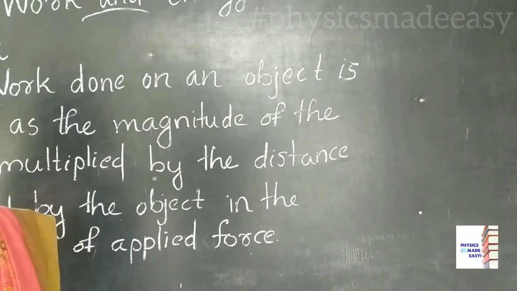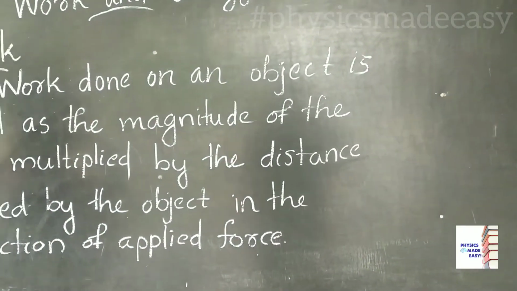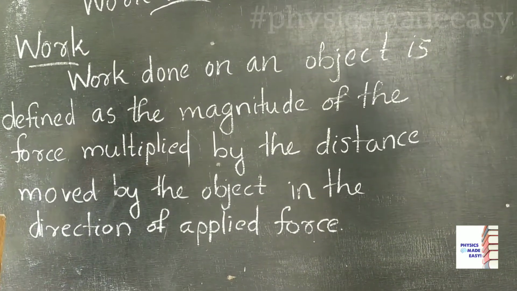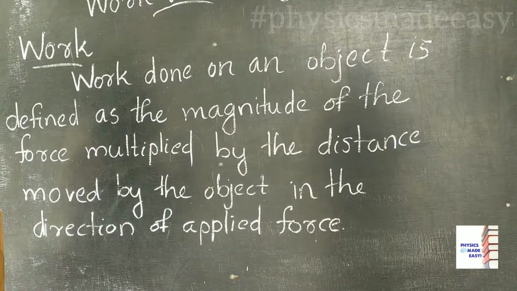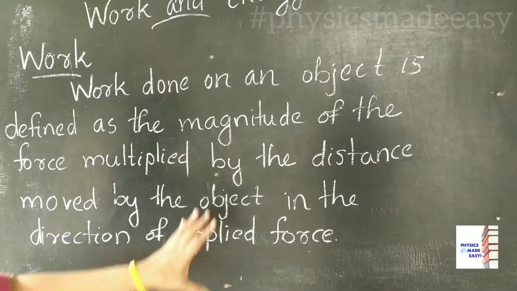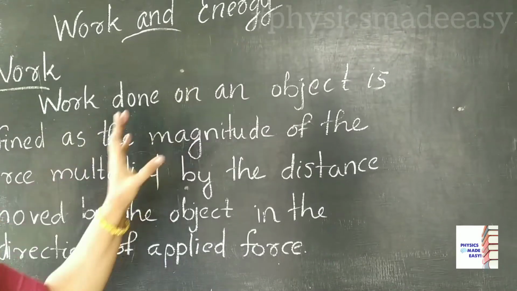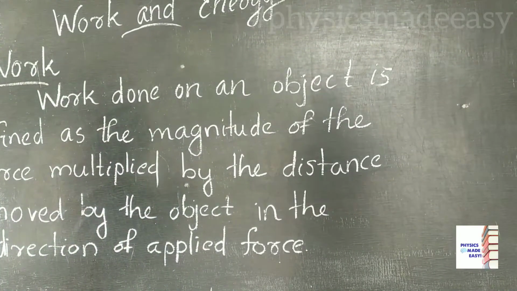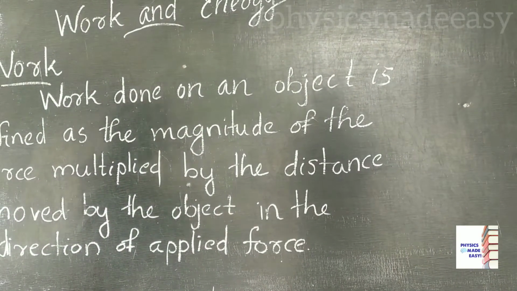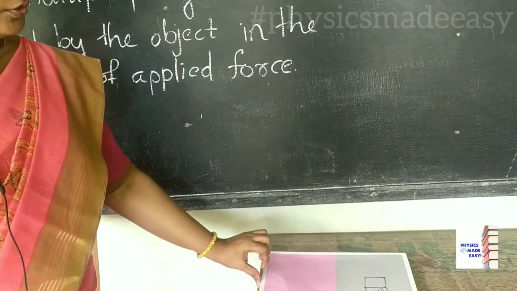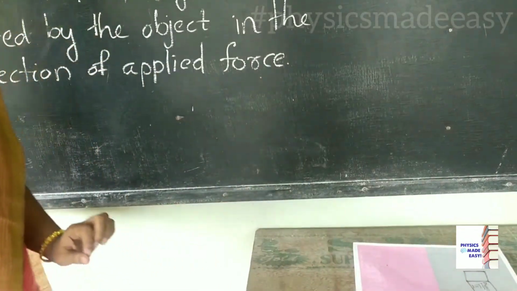Children, if you are applying a force on an object, sometimes we can see that the object is moving. If you are applying a force on a wall, and here I am applying force on this board, can you see the board is moving? No. If I am applying a force on a book, my book, you can see here, the book is moving.